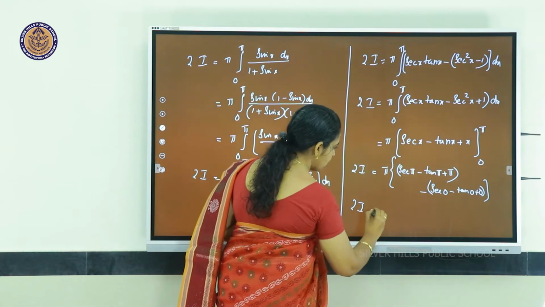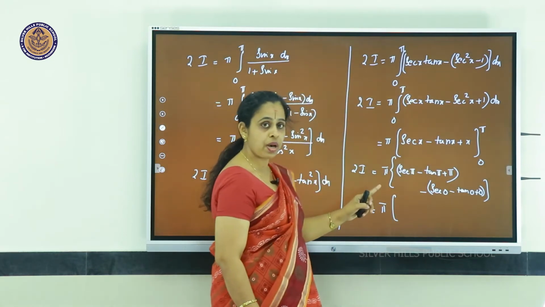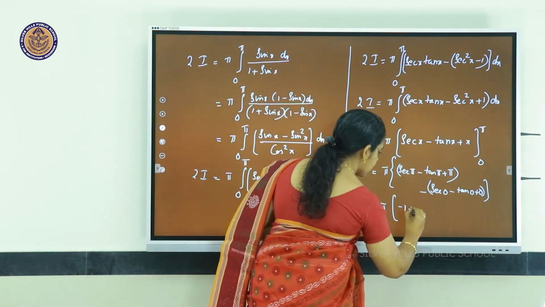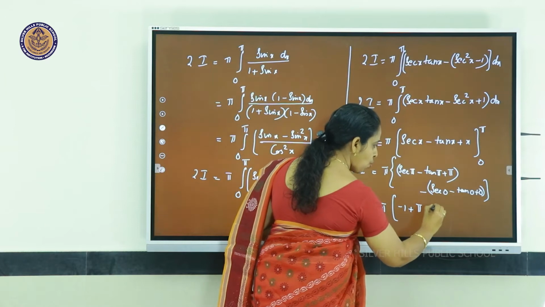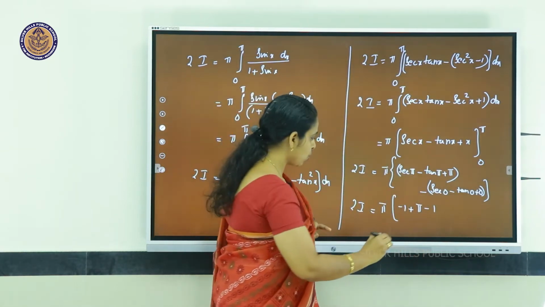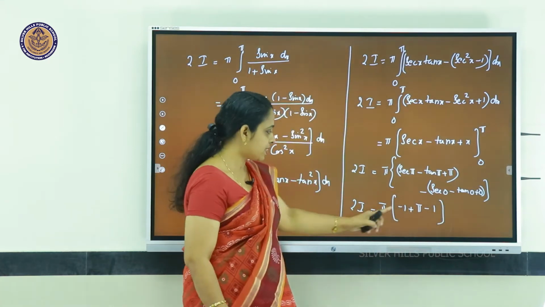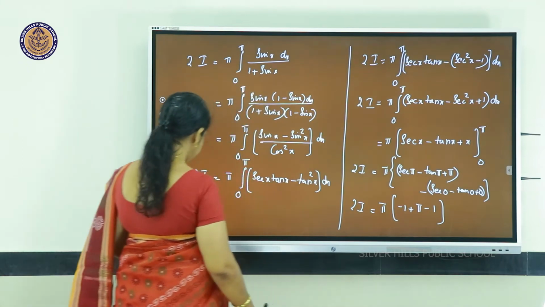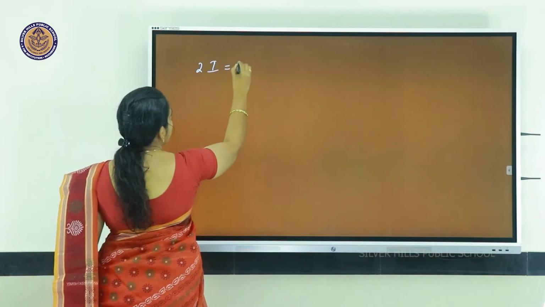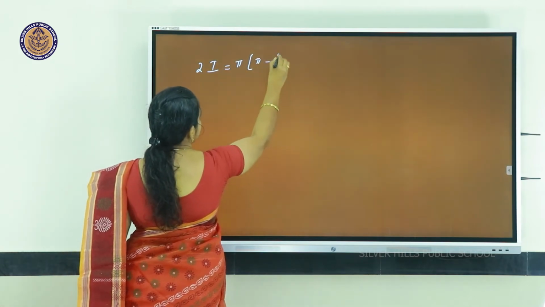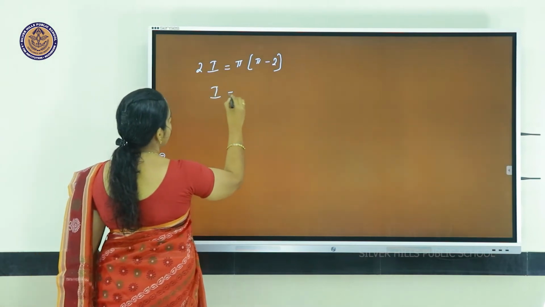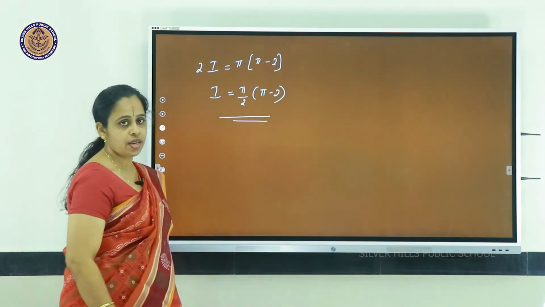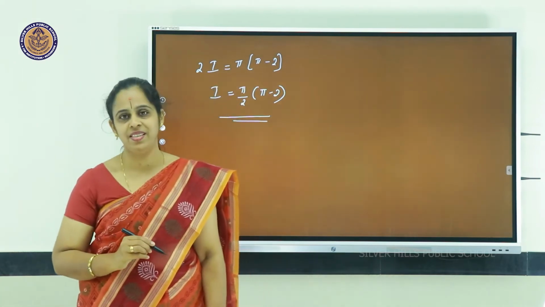2I equal to pi into sec pi is minus 1, tan pi 0, then comes plus pi, minus sec 0 is 1, tan 0 is 0, again 0. Now, inside the bracket what comes? Pi minus 1 minus 1, pi minus 2. 2I equal to pi into pi minus 2. So, our I became pi by 2 into pi minus 2. It was really a little bit long answer, but practice makes it easier.